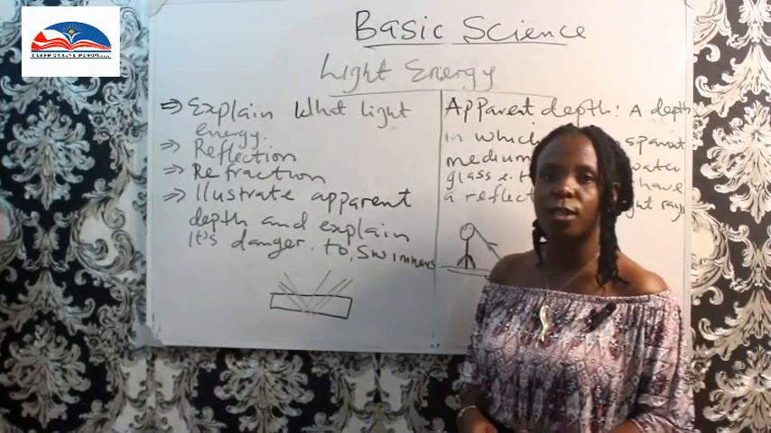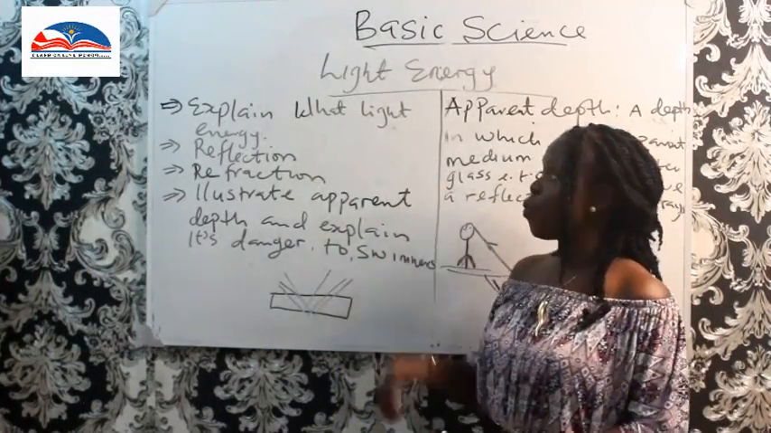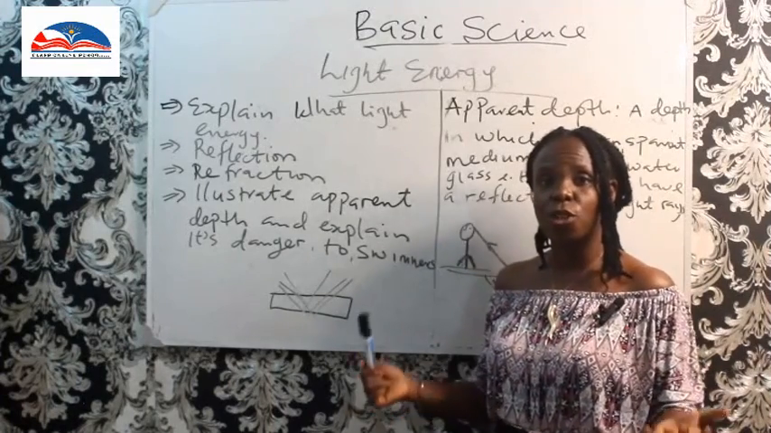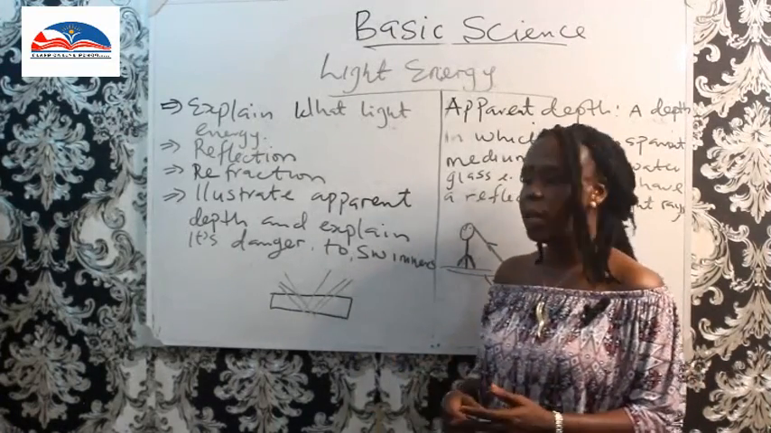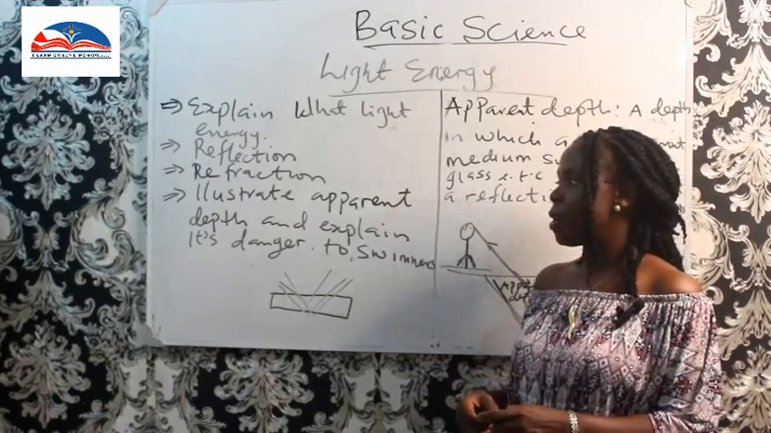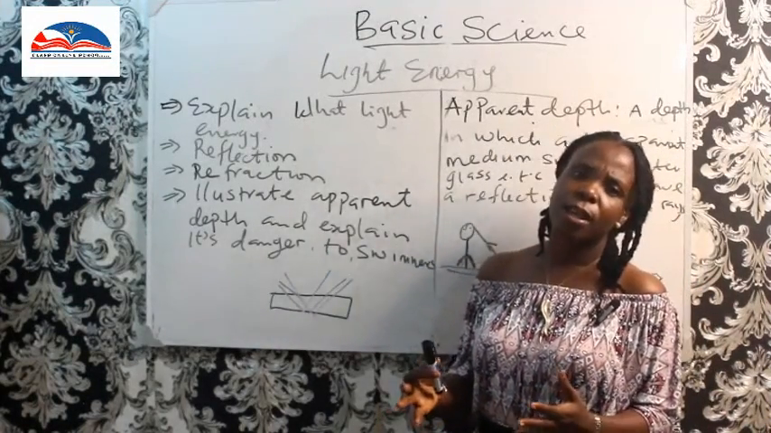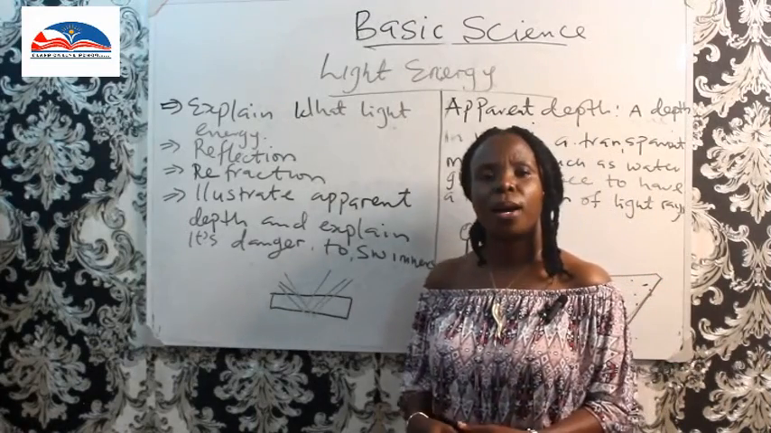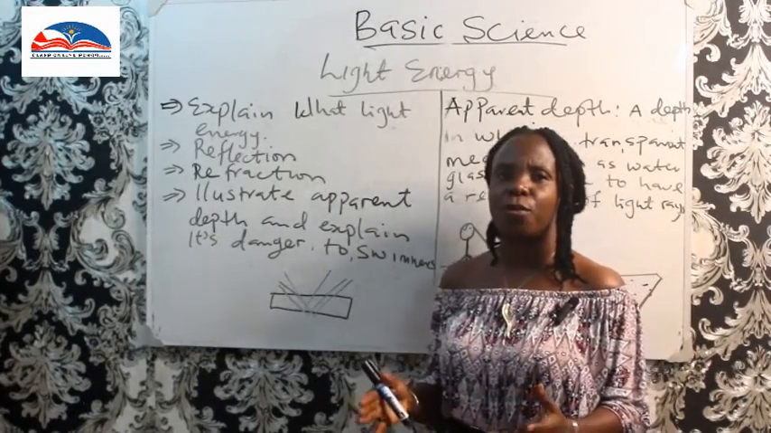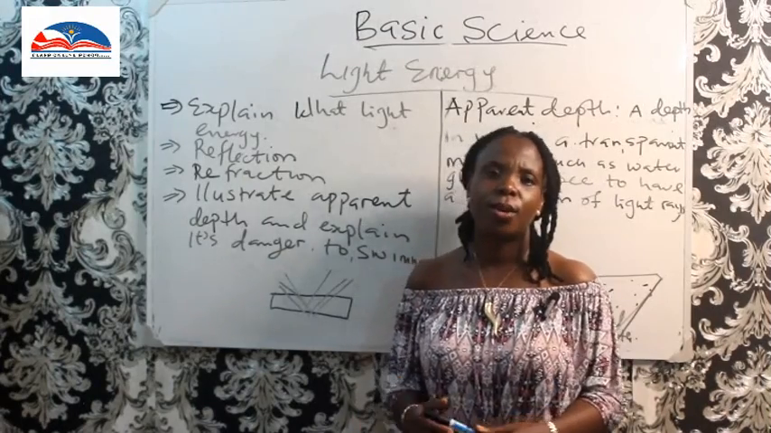We've been able to cover the objective for the class. We've seen what light energy is, reflection, refraction, then the apparent depth and how it serves. It can endanger the life of a swimmer or endanger anybody's life if you don't properly take notes.